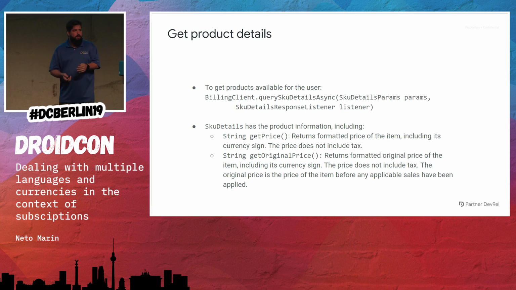But if you want to show, for example, a different price, or if you are offering a discount or something like that, you can call the method getOriginalPrice. Because, for example, for subscriptions, it's possible to offer an introductory price. The introductory price is, okay, for the first 3 months it's going to be $1, and for the other months it's going to be $3.